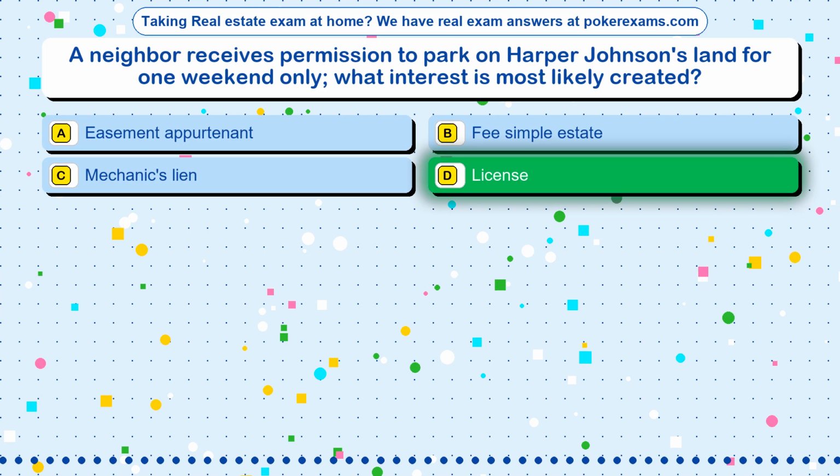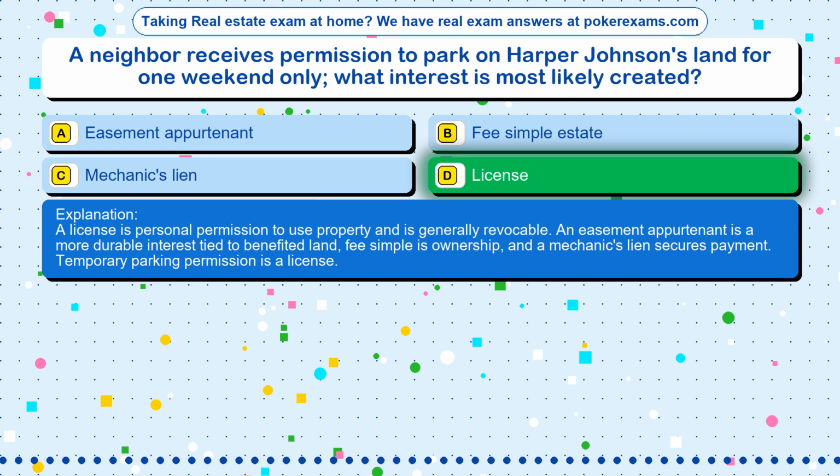The correct answer is option D, license. A license is personal permission to use property and is generally revocable. An easement appurtenant is a more durable interest tied to benefited land. Fee simple is ownership, and a mechanic's lien secures payment. Temporary parking permission is a license.